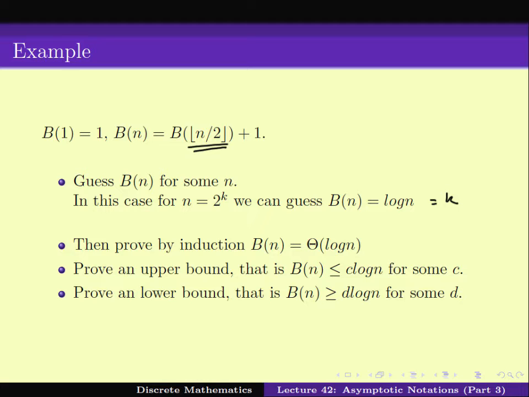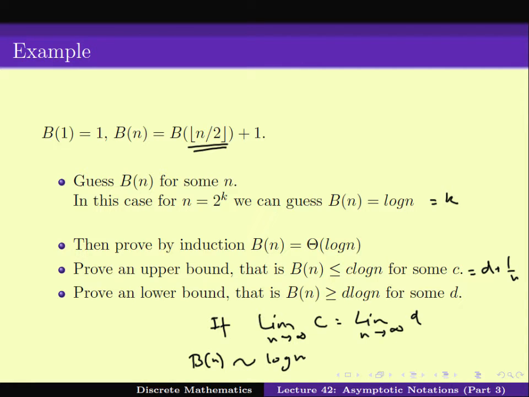If actually you can get the c and d to be arbitrarily close to each other, for example, c equals d plus 1 by n kind of stuff, so as n goes to infinity, c equals d. If the limit as n goes to infinity of c equals the limit as n goes to infinity of d, then what we have is that bn will become sim of log n, which is, as I told you earlier, better than getting theta of log n.